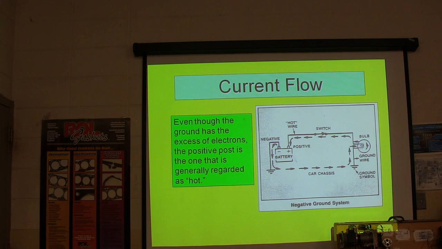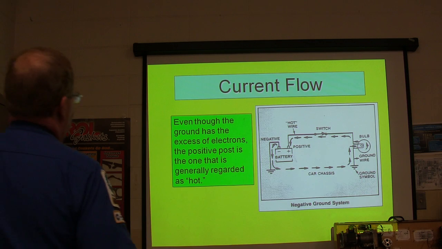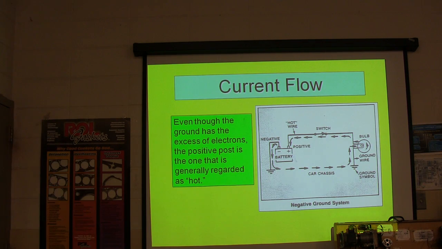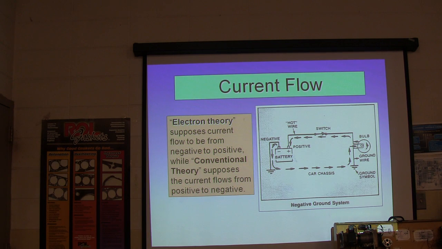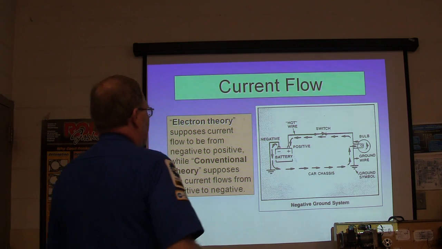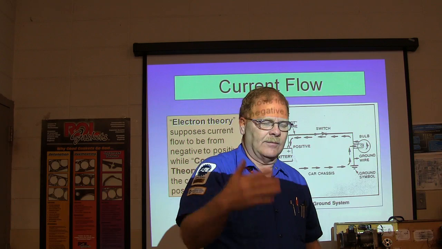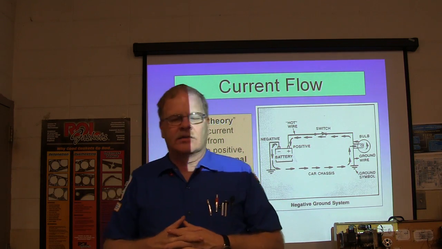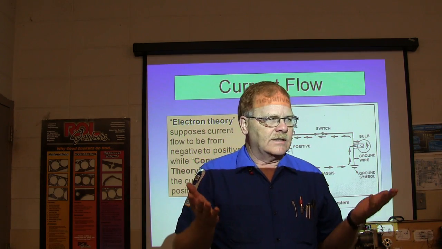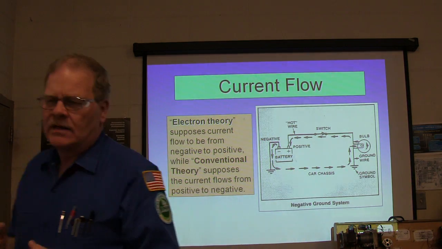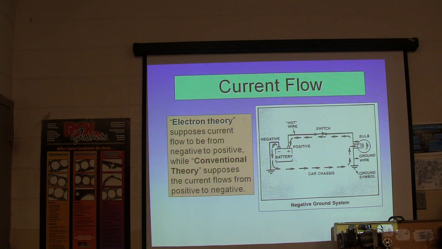Even though the ground has the excess of electrons, the positive post is the one that's generally regarded as hot. You all know about that, right? All right, electron theory supposes current flows from negative to positive. That's what I was talking about a while ago. Remember that. Electron theory supposes current flow from negative to positive. And when a wire or something gets hot, it typically has more resistance or less resistance? More resistance, and that's what you call positive temperature coefficient, like light bulbs and stuff.